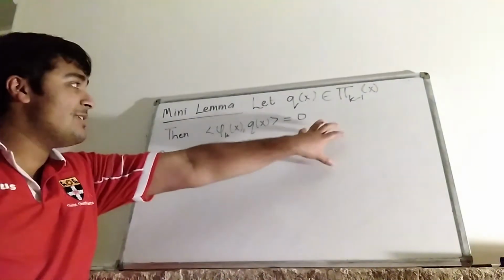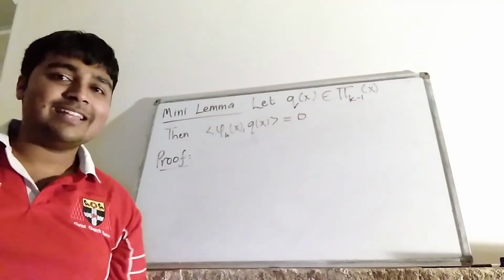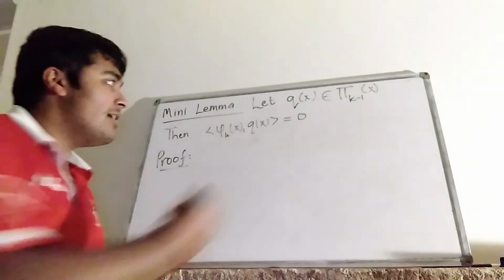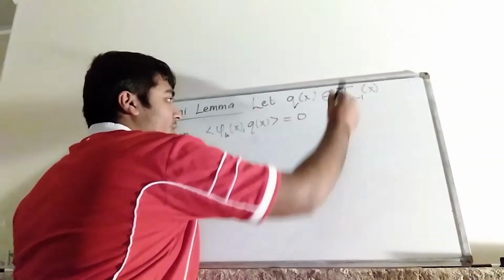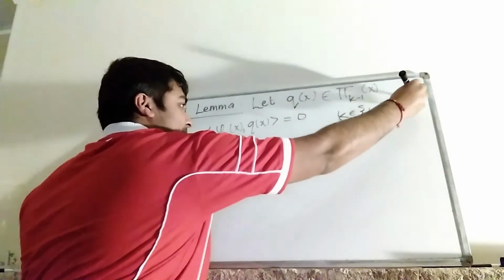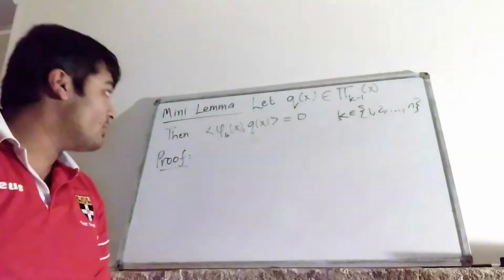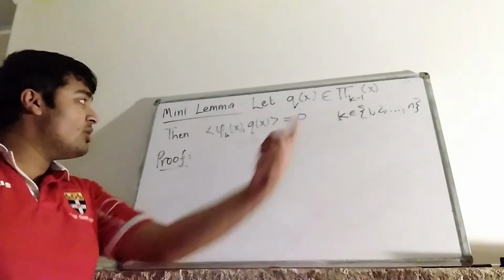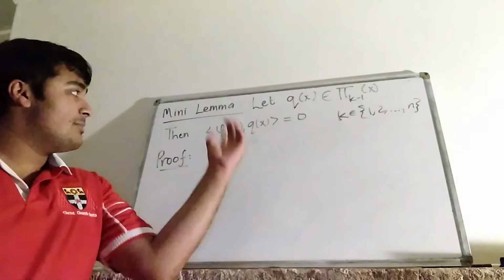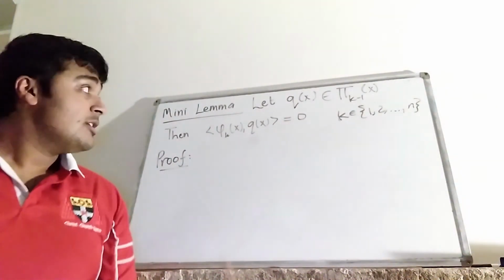Let q of x be a polynomial of degree at most k minus 1. Now remember, k is a member of 1, 2, 3, all the way up to n. Then I claim that phi k of x comma q of x equals 0. So the inner product of phi k and q is 0. In other words, phi k and q are orthogonal. So let's go on to the proof for this.